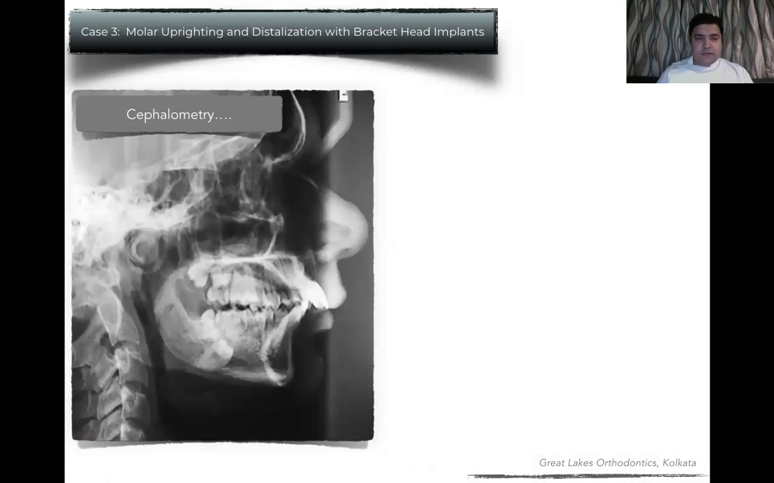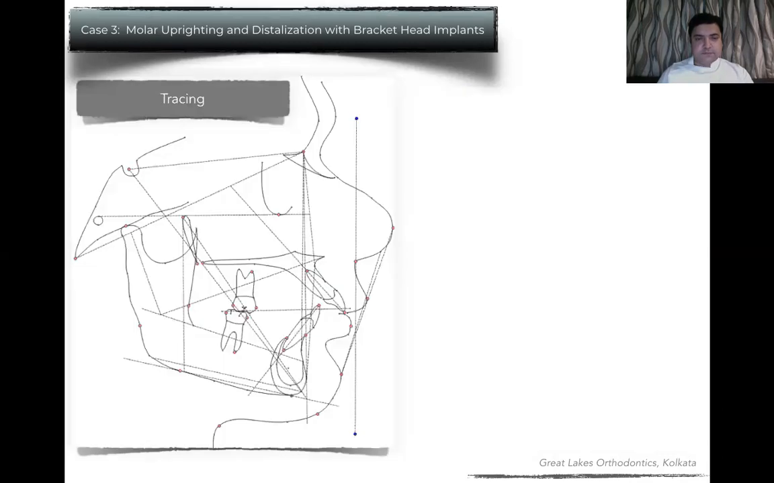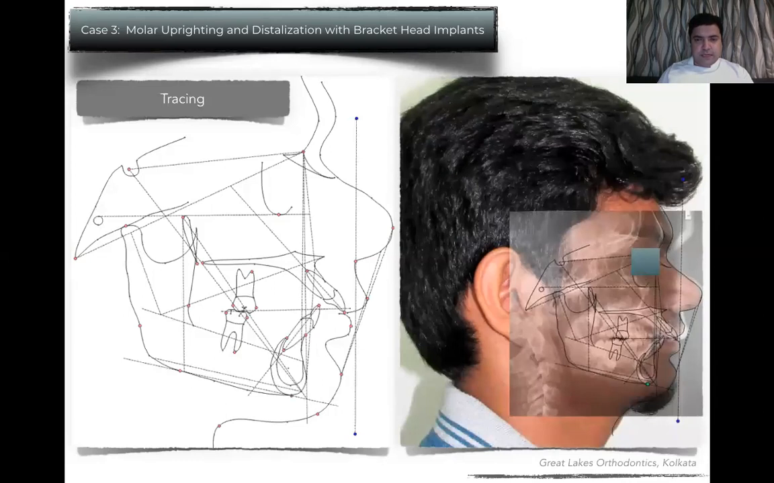When we go ahead with cephalometry, we note that the upper incisors are a bit proclined, and there is a significant overjet of about 10 millimeters. The lower incisors are also proclined. So it's basically a compensated class 2 situation. We are planning to do a composite analysis, and the initial tracing clearly shows that the upper incisors are proclined. When we superimpose it over the facial photograph, it shows that A and B is higher. The upper and lower incisors are proclined, but still the overjet is about 10 millimeters.